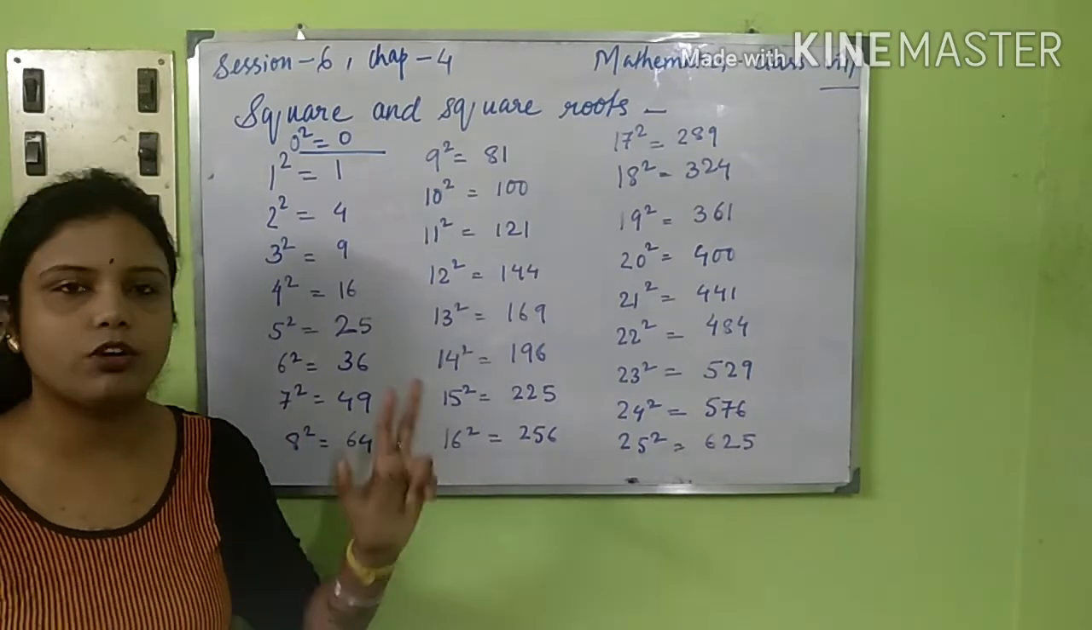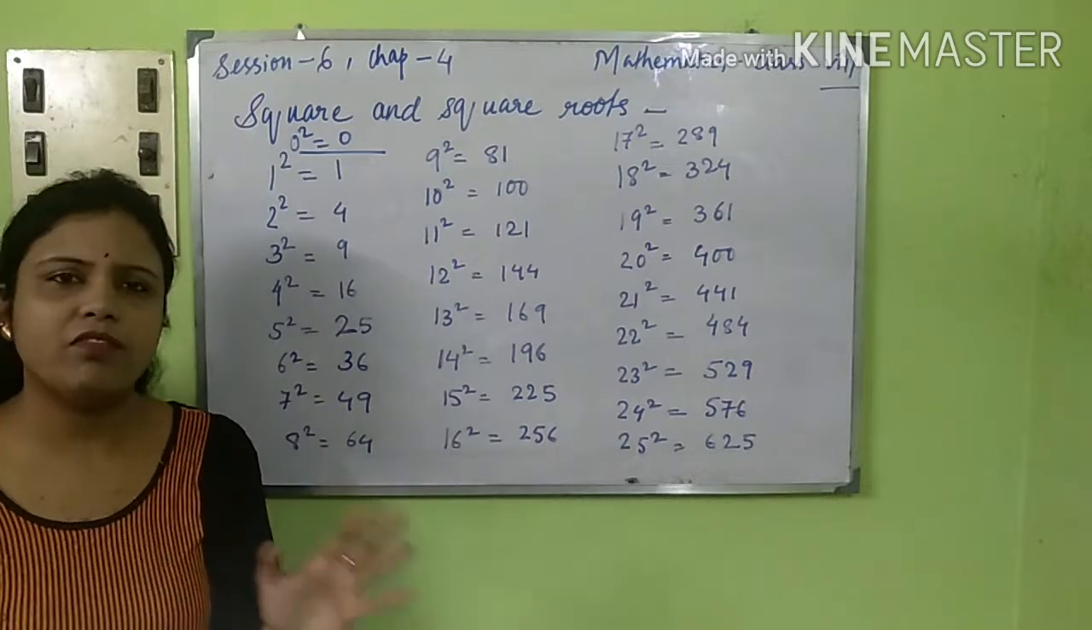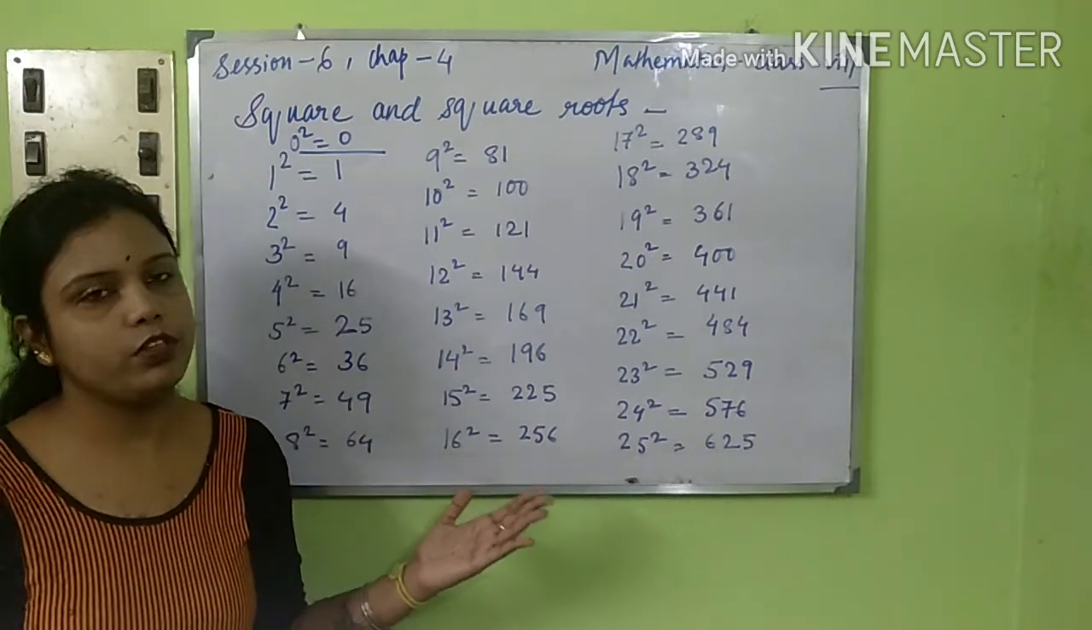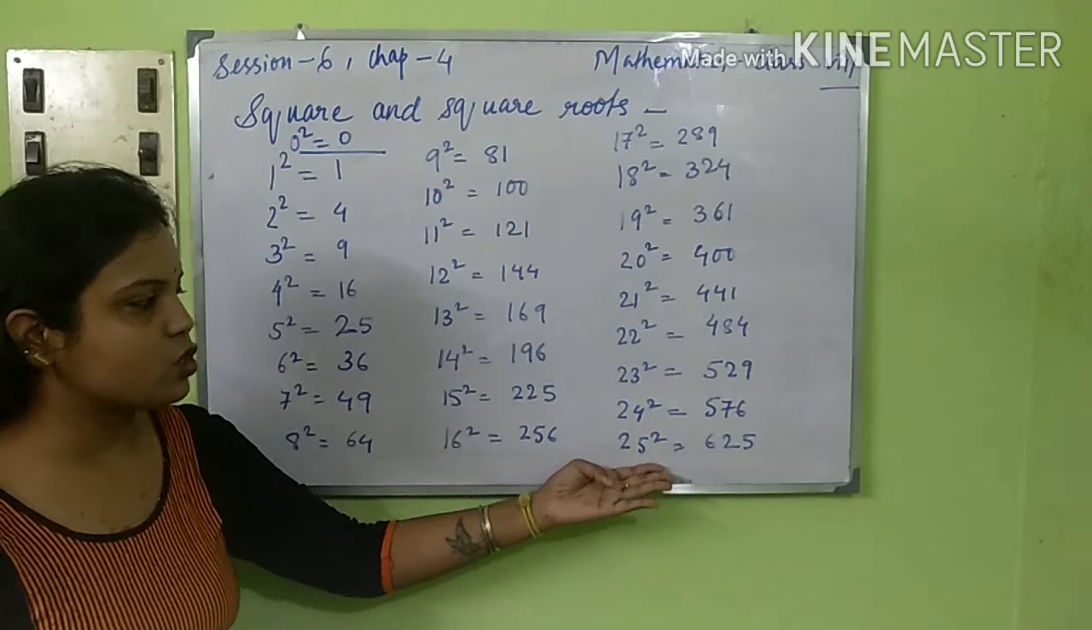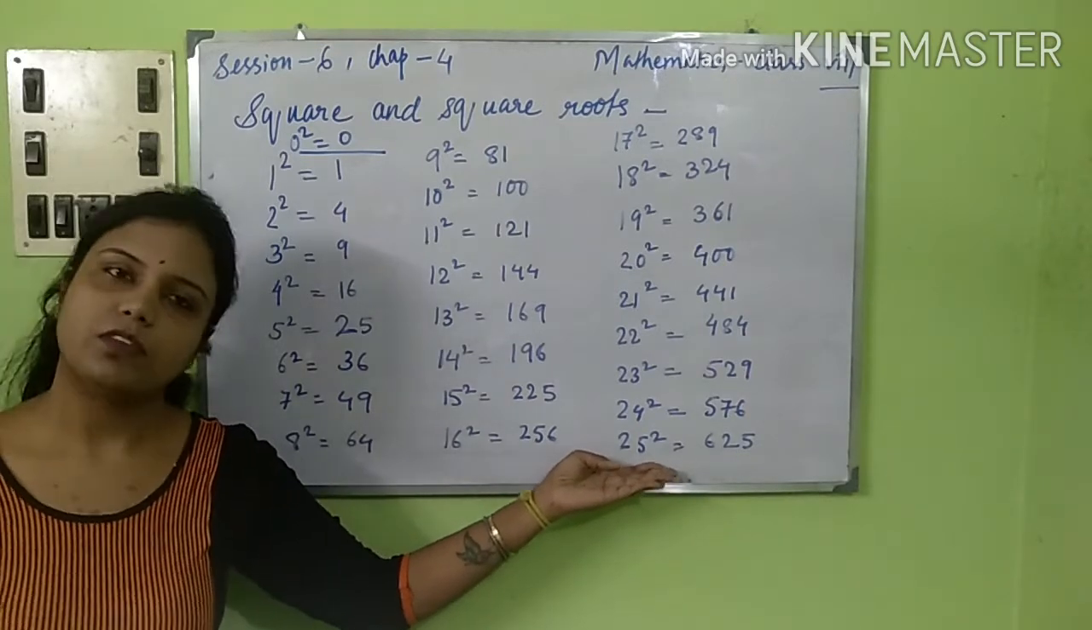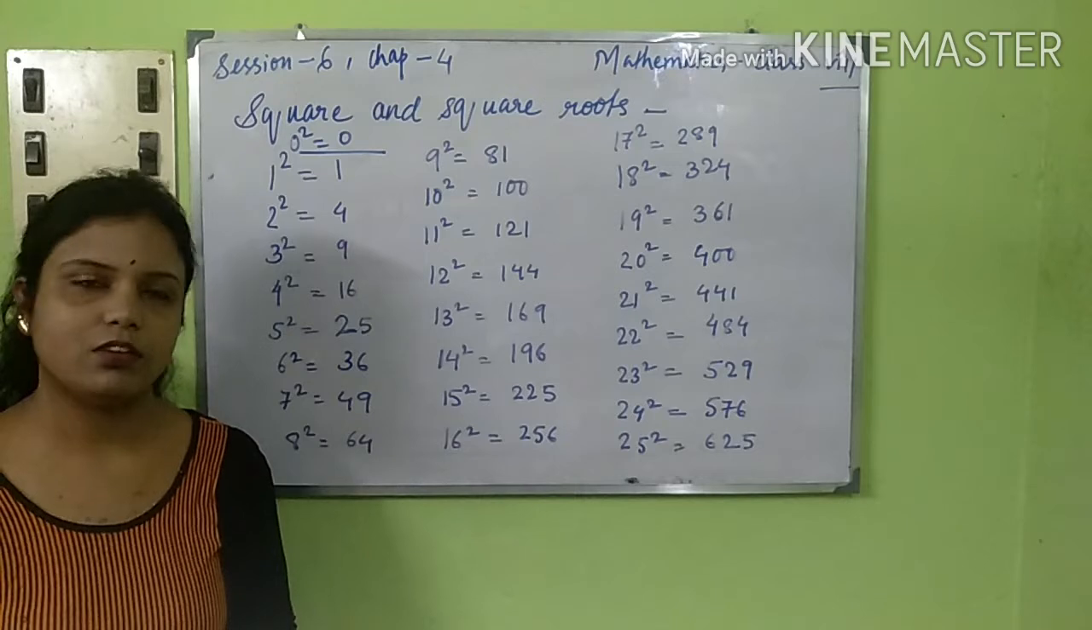You know that maths is already related with physics, chemistry, everything, right? So you might need it over there also. So it's better to learn the squares till 25. If you learn more than that, well done.